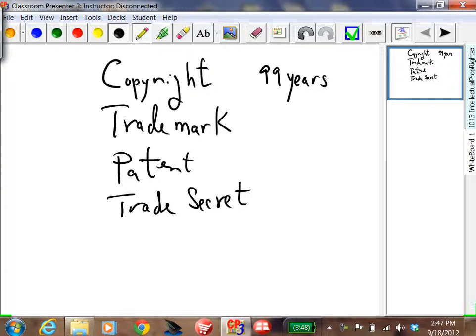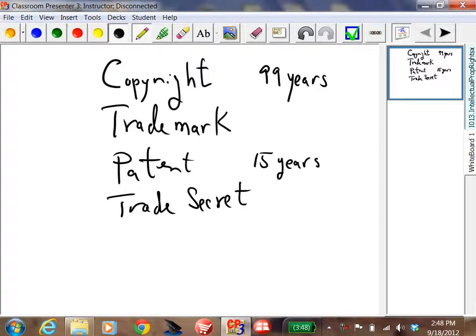And it's the longest of all. How long does a patent last? No, patents only last 15 years. And how about trade secrets? How long do they last? Well, they last as long as you can keep them a secret.